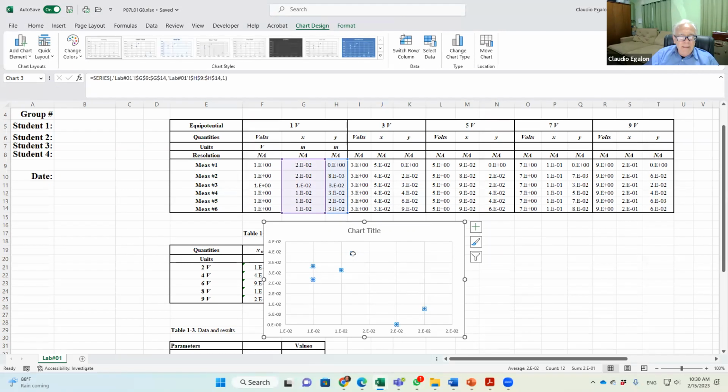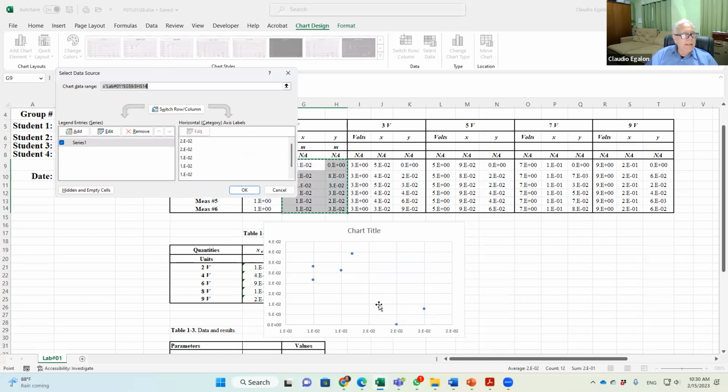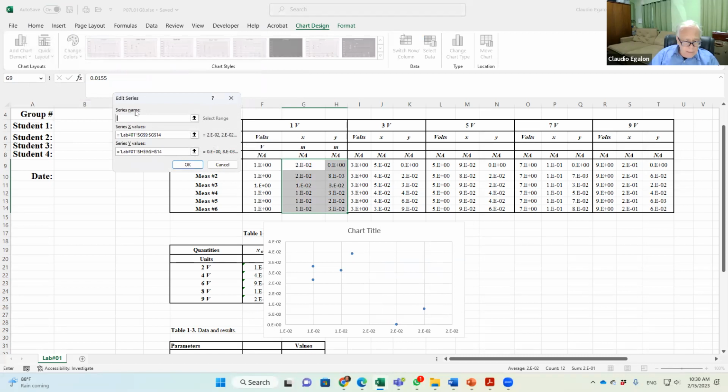Now you click one of the data points, highlight them all, right click, and then you're going to select data. You're going to select data to add data to this plot. That's what select data means. Here you go. See my series, my first set of data points that I plot. It has a name, series 1. I'm going to edit it and call it 1 volt, right? I'm not going to change those. See here the columns, G9 through G14. That's G9, that's G14. The other one is H9 to H14, right?